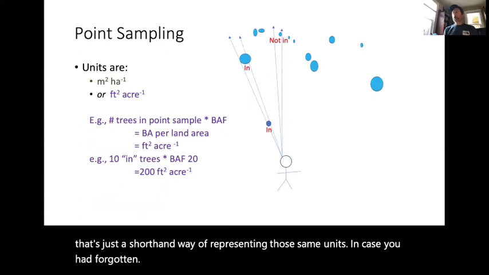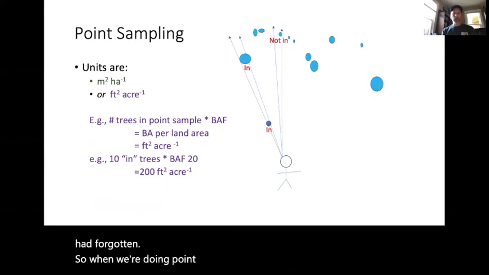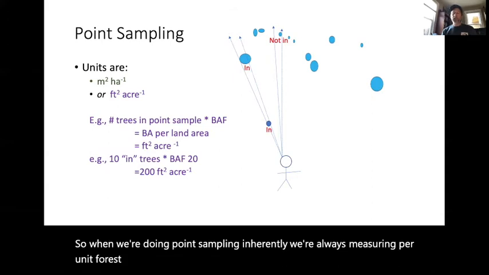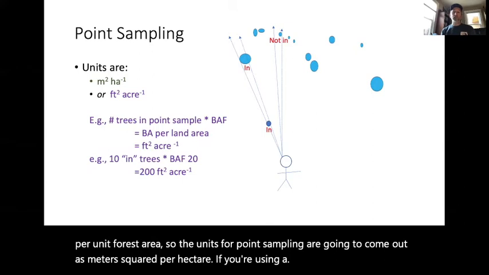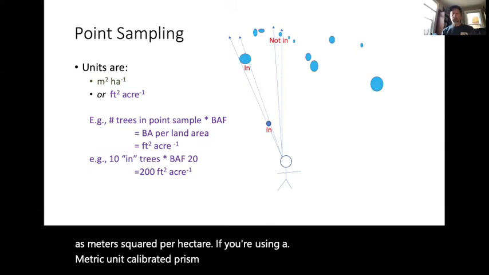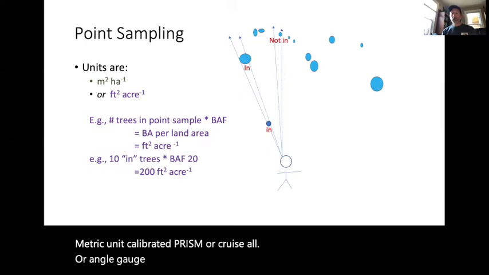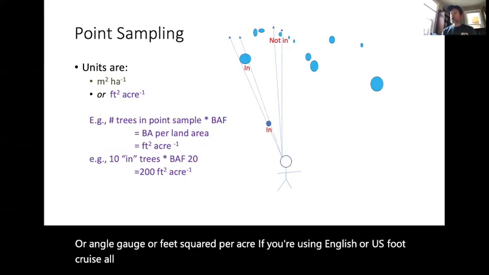So when we're doing point sampling, inherently, we're always measuring per unit forest area. So the units for point sampling are going to come out as meters squared per hectare if you're using a metric unit calibrated prism or Cruisall or angle gauge, or feet squared per acre if you're using English or a US foot Cruisall or prism or angle gauge, which is probably more common in US forestry.